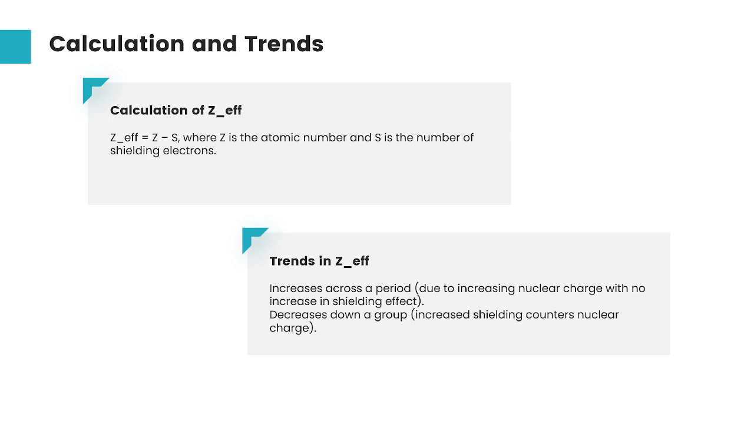Trends in effective nuclear charge: it increases across a period due to increasing nuclear charge with no increase in shielding effect. It decreases down a group, as increased shielding counters nuclear charge. Therefore, it decreases down a group in the periodic table.